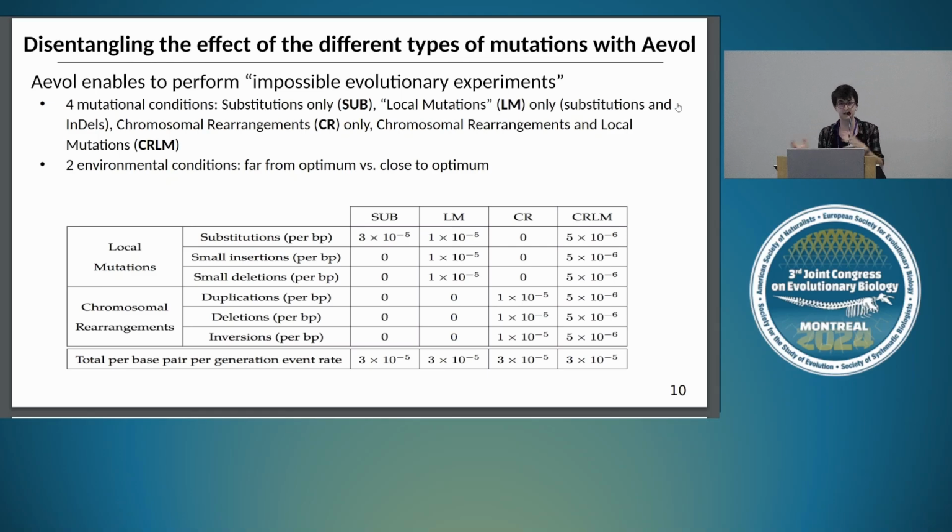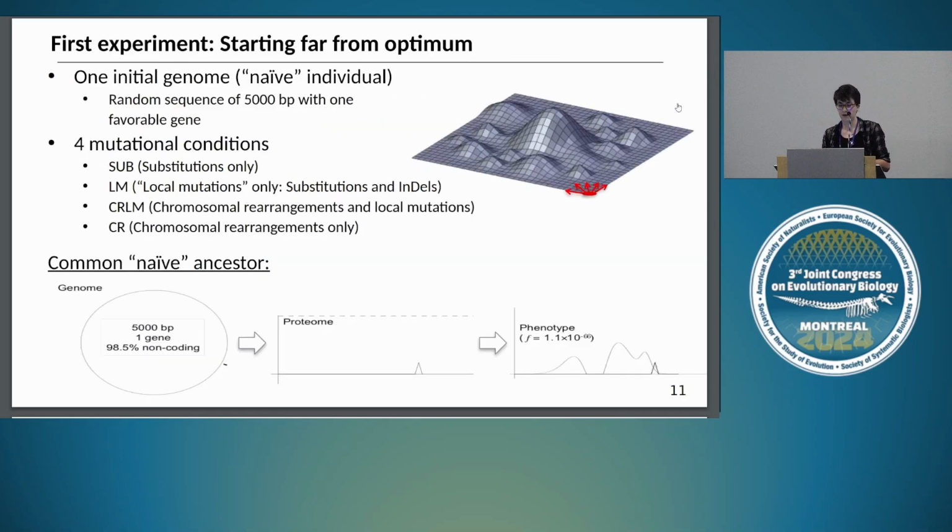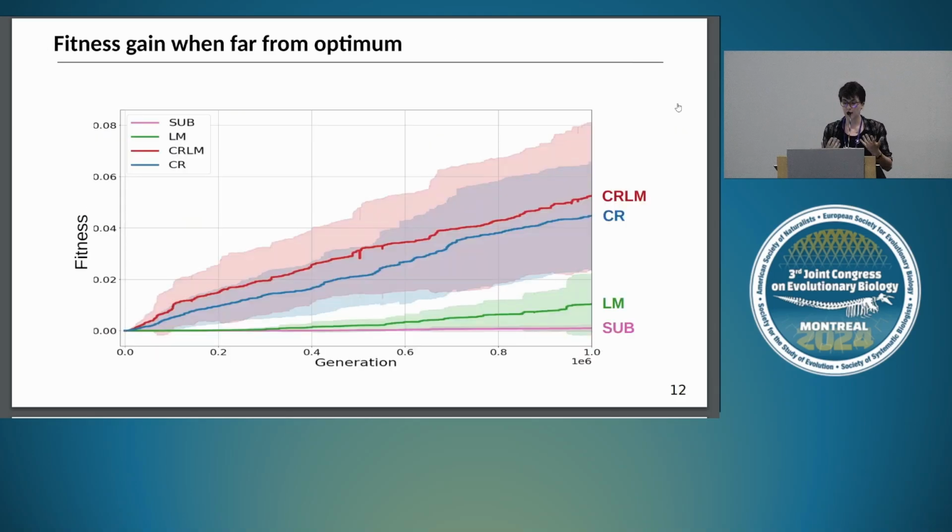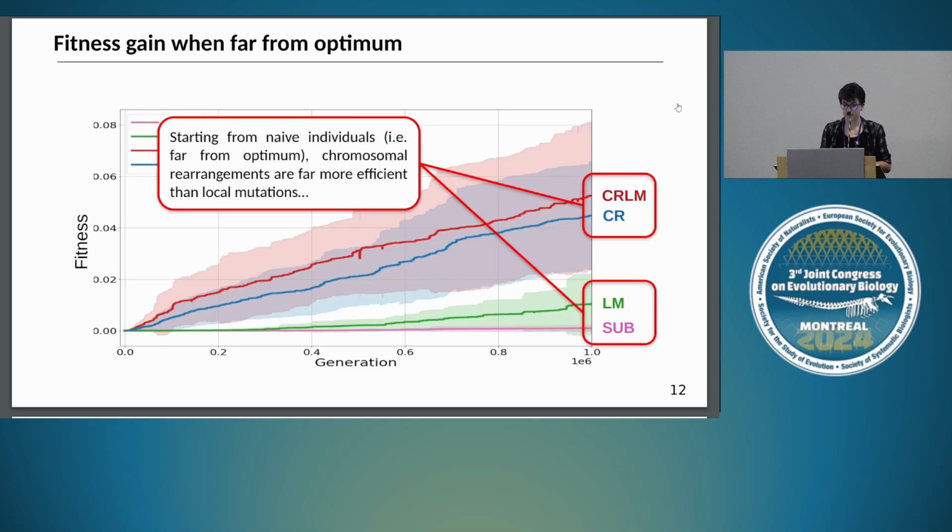And then we tested 2 different environmental conditions, far from the optimum or close to the optimum. First, if we start far from the optimum, we start from a naive individual which has just one beneficial gene, and we let it evolve for a long time with the 4 different types of mutational conditions. So here, if we look at the fitness across time, it's quite easy to see that when we don't have chromosomal rearrangement, we do way worse. So starting from a naive individual, chromosomal rearrangements are far more efficient than local mutations.